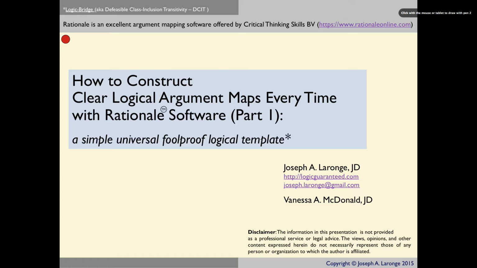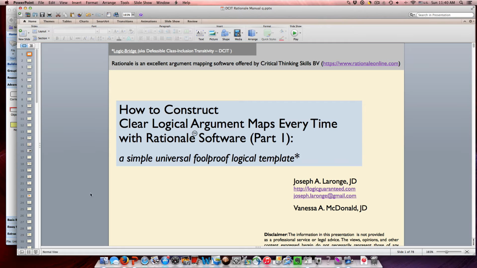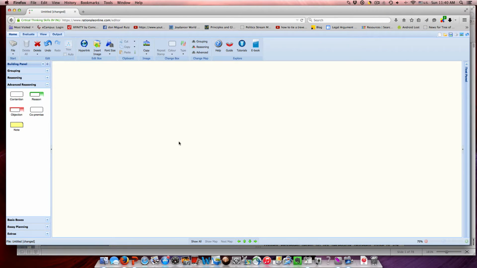Hi, Vanessa. Hi. And today the presentation is on how to construct clear logical argument maps every time with Rationale software. Part 1, because we're going to have a part 2. And the subline is a simple, universal, foolproof logical template. So if you're familiar with Rationale software, which I hope, because it'll be a little easier, I'm going to show you what it looks like here just for a moment.